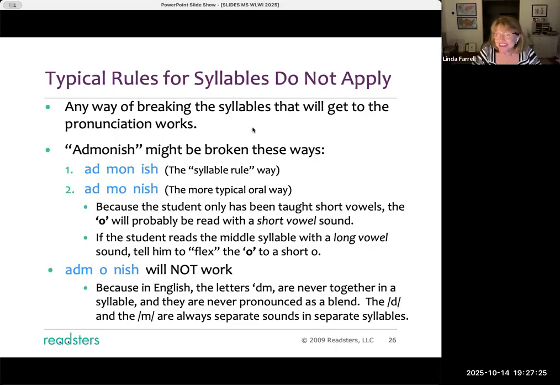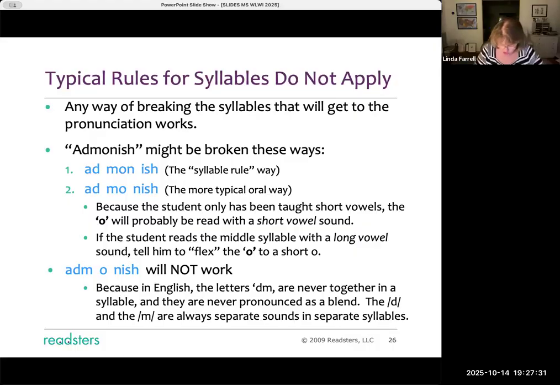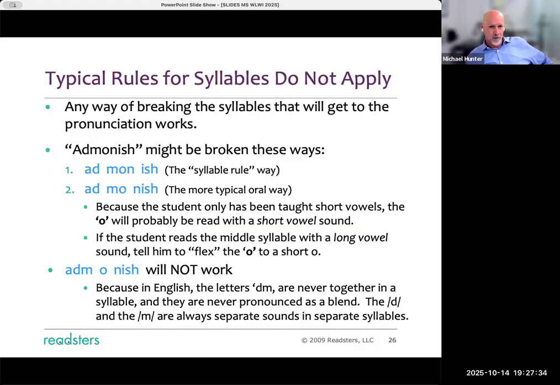Anything else? No? Okay. So is this the slide we're on right now? Yes, okay. Typical rules do not apply.